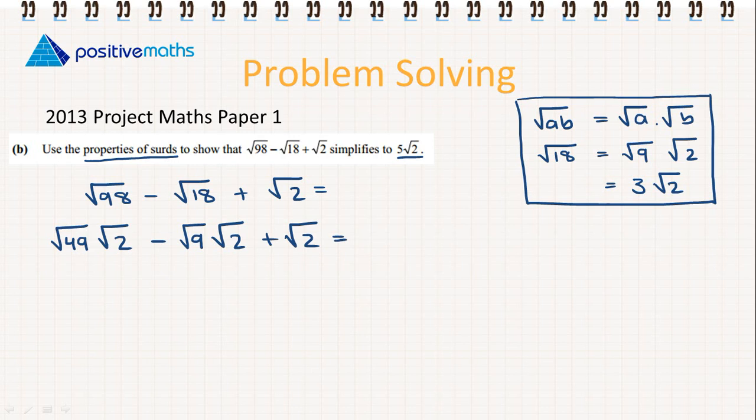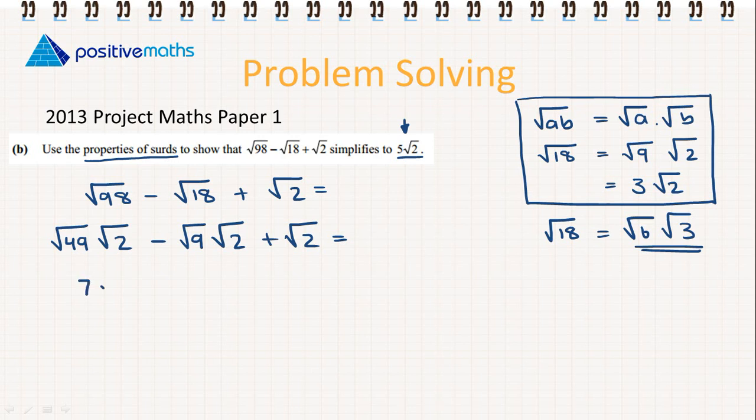The reason why we've broken them down like this, and we haven't broken the square root of 18 into the square root of 6 and the square root of 3, is because for this question we really want to simplify it down to 5 times the square root of 2, so that's why we've chosen these factors.